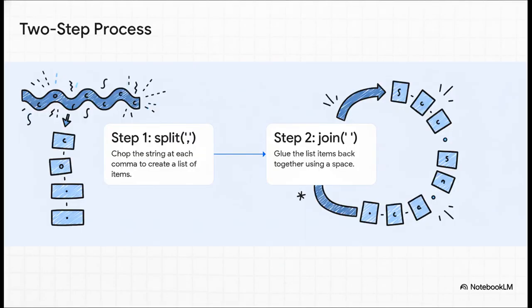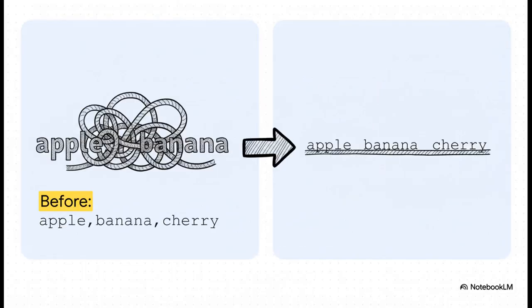So here's the 2-step dance. First, we grab our string and use the split method. We tell it, hey, wherever you see a comma, chop this thing up. That gives us a nice, tidy list of words. Then we use the join method on that list, telling it to glue everything back together, but this time use a space. And boom, just like that, look at the result. We went from that tangled, comma-separated mess to a clean, readable, space-separated string. A total transformation in just 2 simple moves.